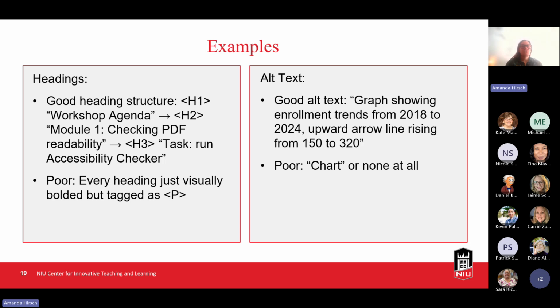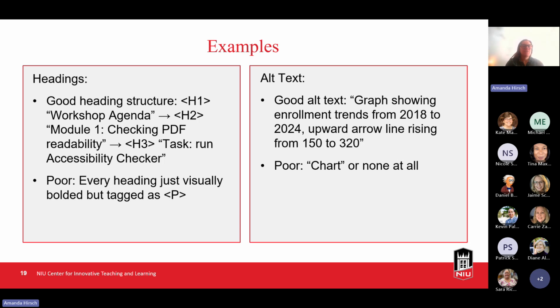Ideally, those heading levels should reflect a logical organization. So a main section would be labeled as H1, subsections as H2, smaller subsections as H3. So the example on the slide shows a simple hierarchy, a main heading like Workshop Agenda, followed by a section of that heading as Module 1, and then a smaller task-level heading beneath it. So this type of structure creates a clear outline that assistive technologies can use for navigation.